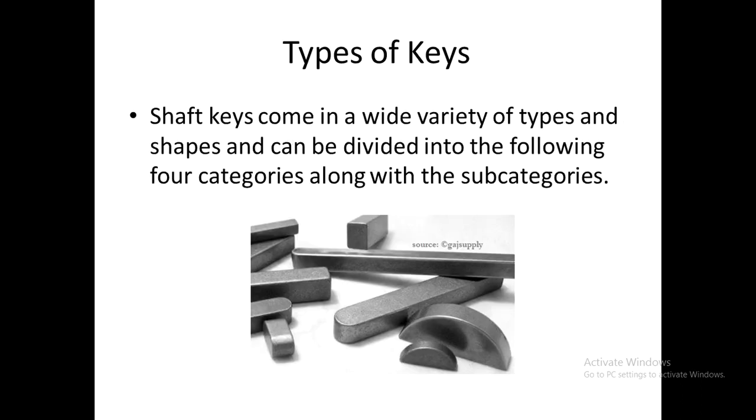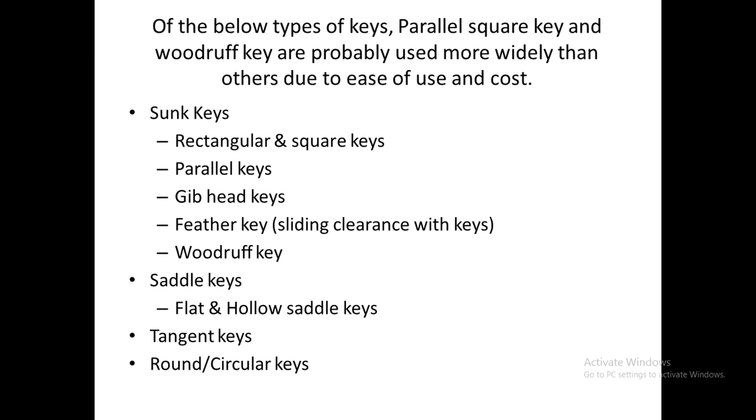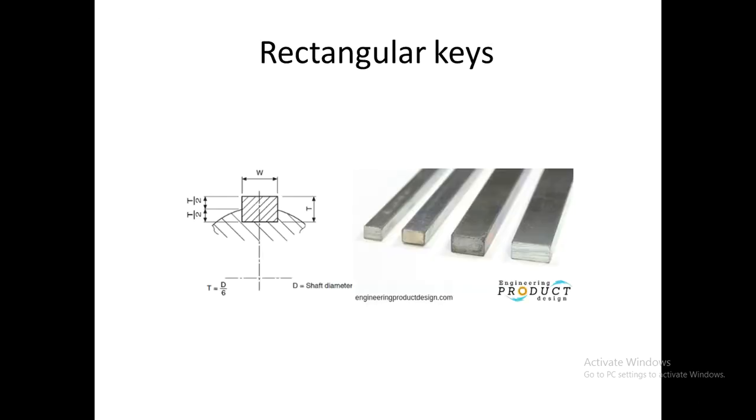So there are different types of keys. We'll be looking into the different types of keys now. We have the sunk keys, the saddle keys, the tangent keys, and the round or circular keys. Under sunk keys, we have the rectangular and square keys, parallel keys, jib head keys, feather keys, and woodruff keys. Under saddle keys, we have the flat and the hollow keys. Parallel, square key, and the woodruff key are the most commonly used keys because of their less cost and ease of use.